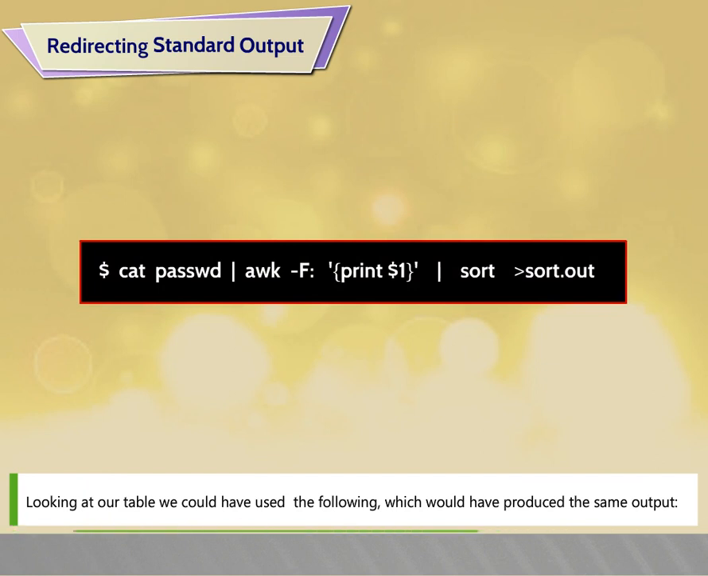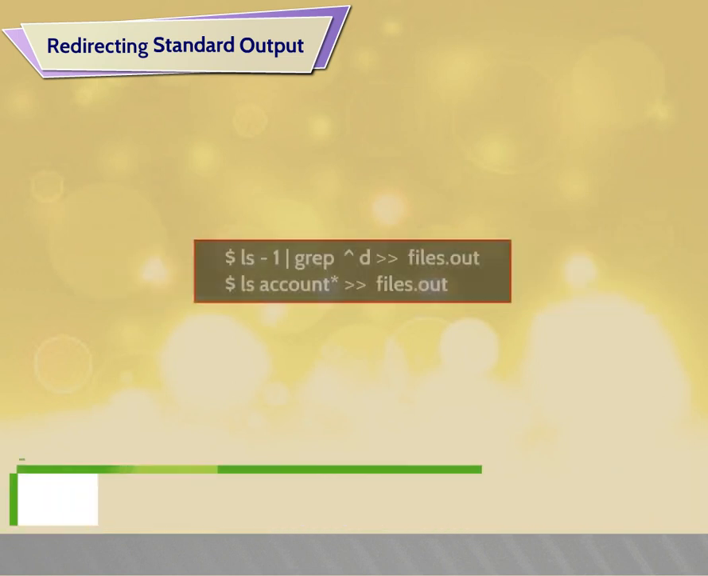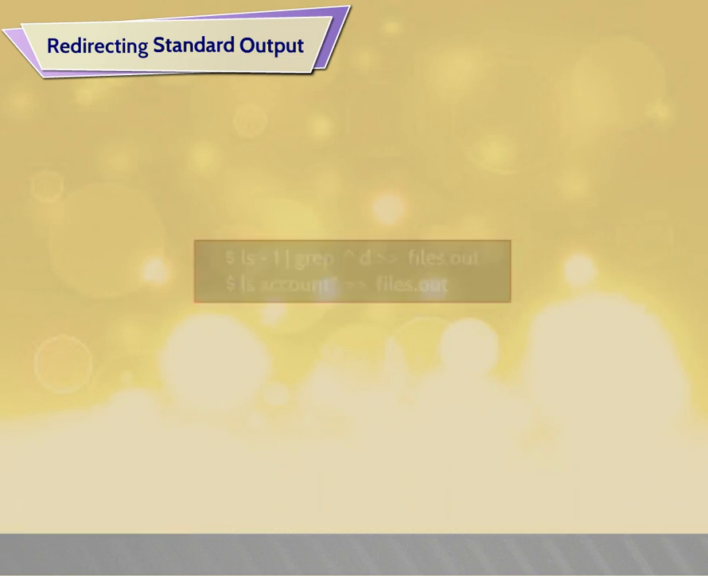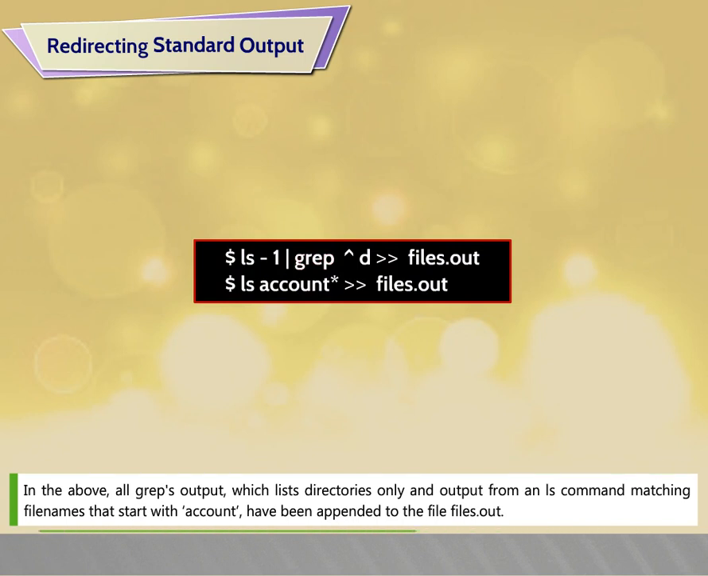Looking at our table, we could have used the following, which would have produced the same output. You can redirect output to an appended file from many commands. In the above, all of grep's output, which lists directories only, and output from an ls command matching file names that start with account, have been appended to the file files.out.